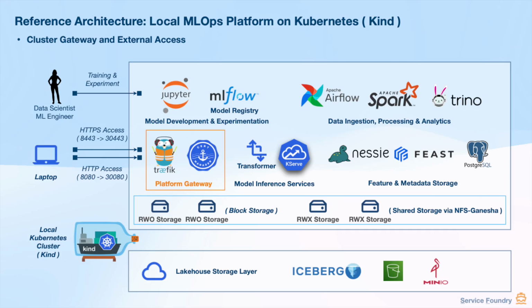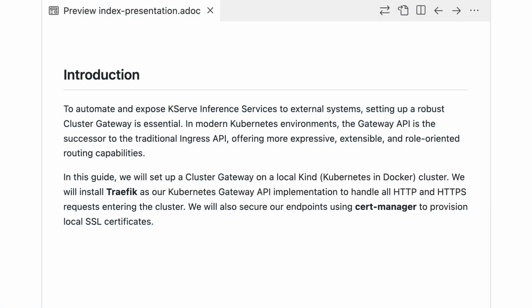Welcome back. In today's guide, we are setting up a Kubernetes Gateway API using Traefik on a local kind cluster. To automate and expose KServe Inference Services to external systems, setting up a robust cluster gateway is essential. In modern Kubernetes environments, the Gateway API is the successor to the traditional Ingress API, offering more expressive, extensible, and role-oriented routing capabilities.